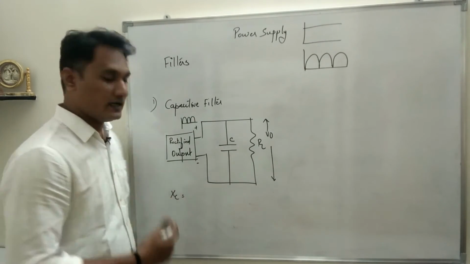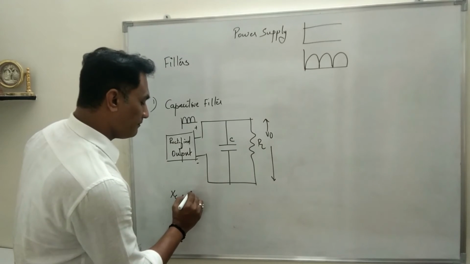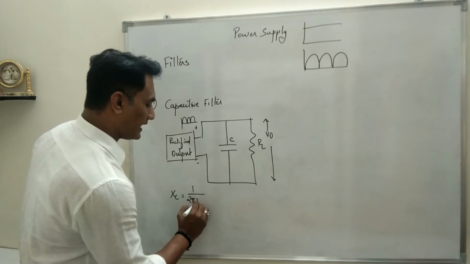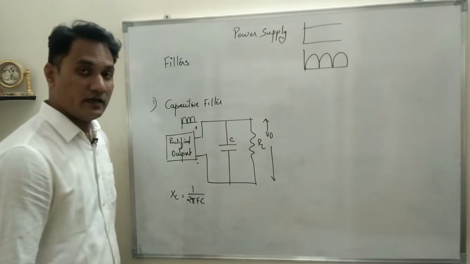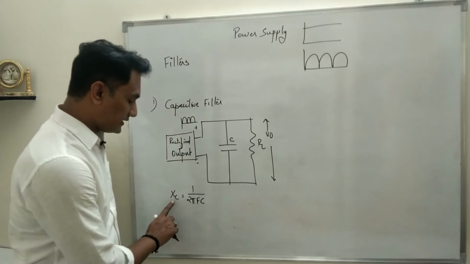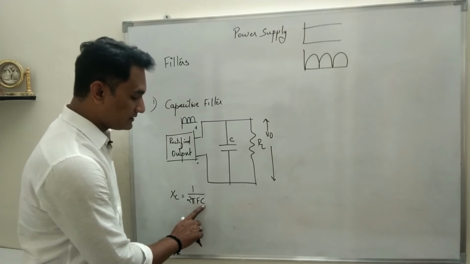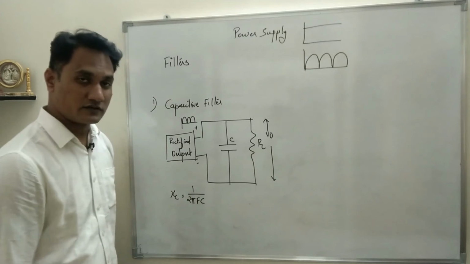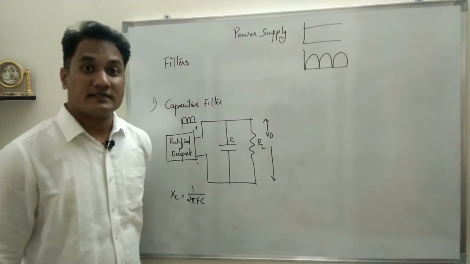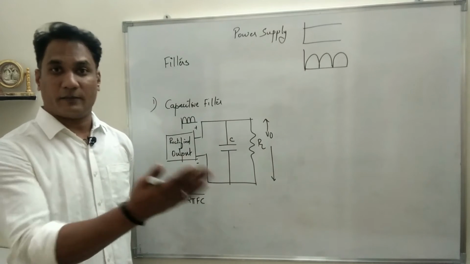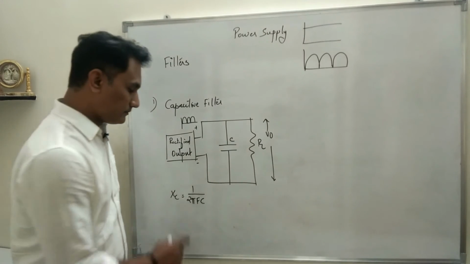The formula which I am specifying, XC, is capacitive reactance, resistance offered by the capacitor to different signals. The formula is given by 1 upon 2 pi FC. Capacitive reactance is 1 upon 2 pi FC. In that, 2 pi is of course constant, and C is the capacity of the capacitor, and once you connect a capacitor, its capacity will be always fixed.